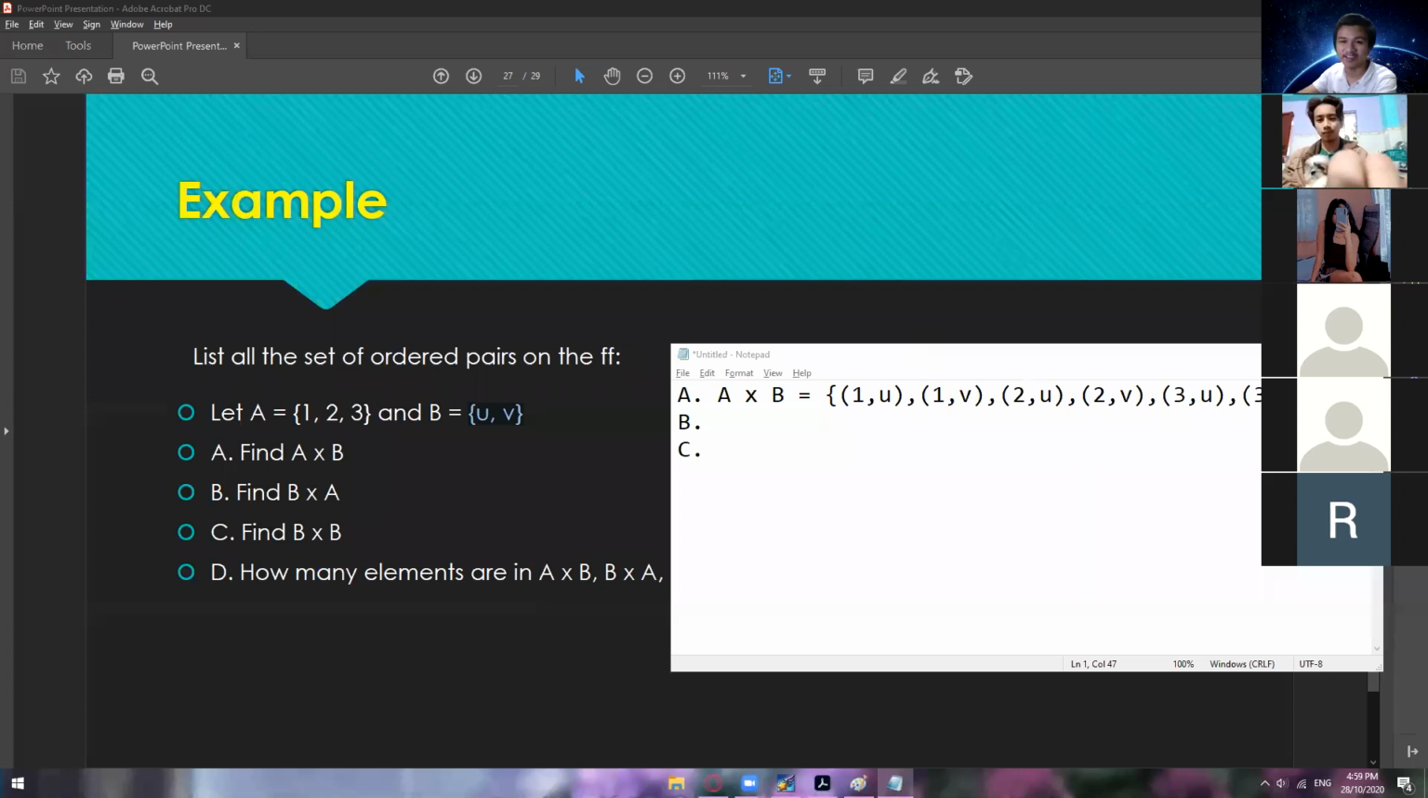Okay, thank you. Okay, so here's how you answer the letter A. All you have to do is multiply set A to set B. Take note, mahalaga tong positioning, tong coming from set A to set B. Okay? How about the letter B? Anong sagot natin dito?